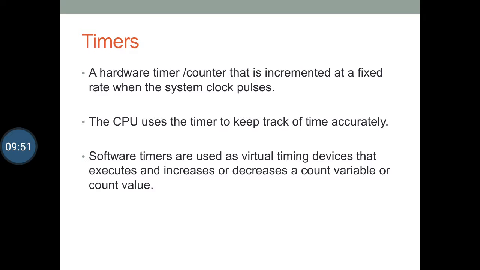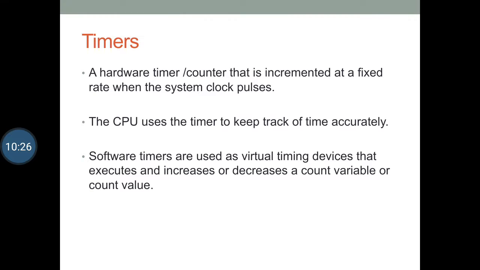A software timer is a software that executes and increases or decreases a count variable or count value, or an interrupt on timer output, or on a real time clock interrupt. A software timer can also generate interrupt on overflow of count value or the final value of count variable. Software timers are used as virtual timing devices.